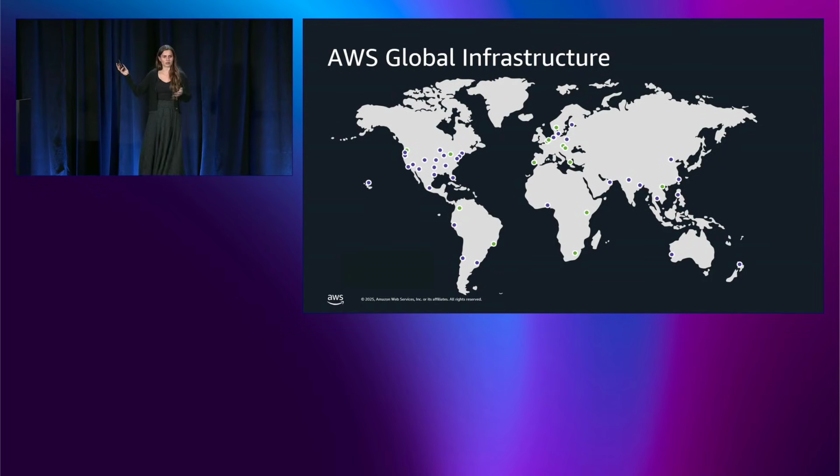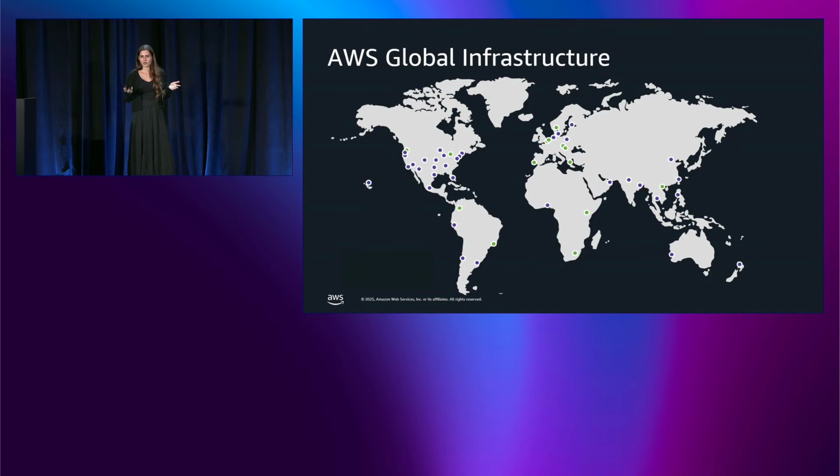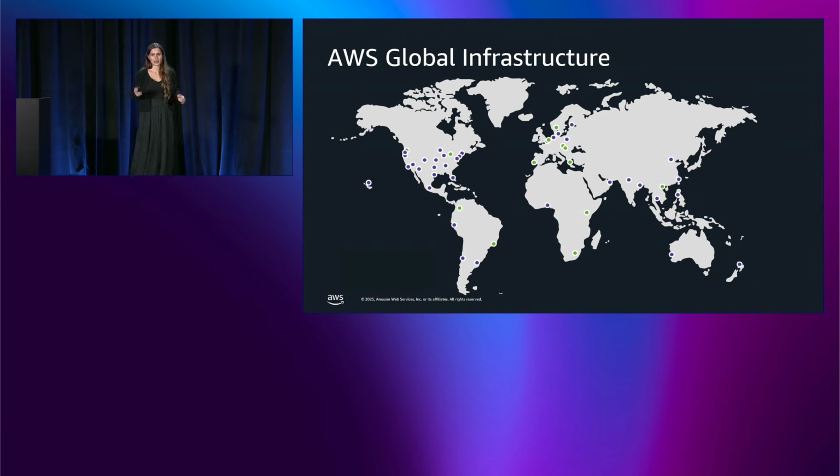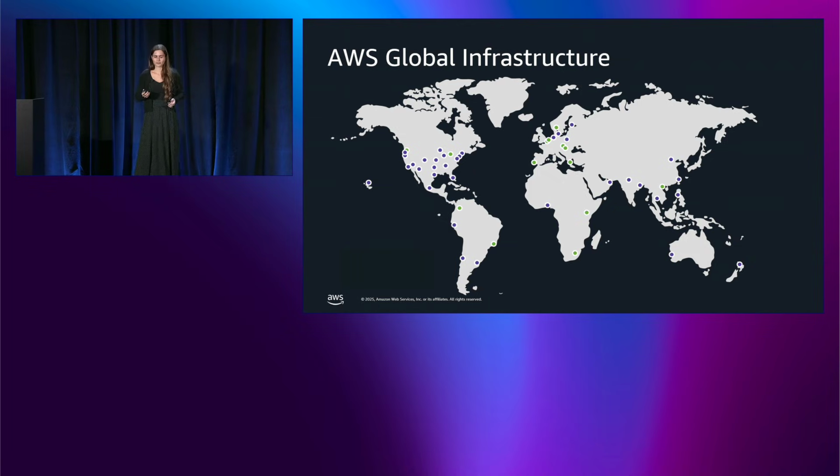So this is our local zone map. We have 38 metro areas at the moment, and we're expanding heavily in that space as well because there's a lot of customer interest in leveraging local zones, but we'll dive more into that later. So next up, let's dive a little bit deeper on how you can think about our global infrastructure.